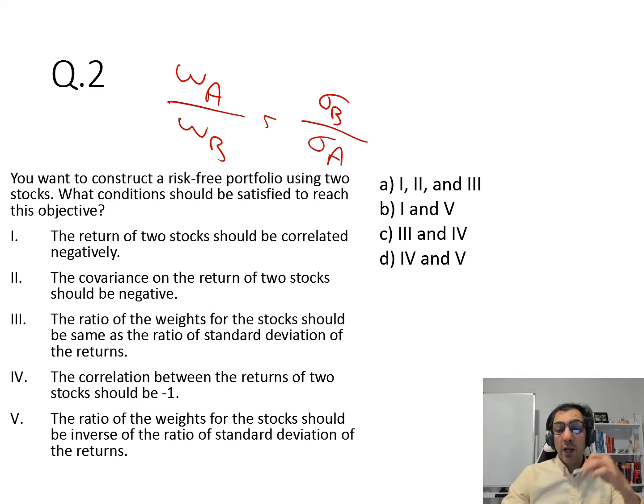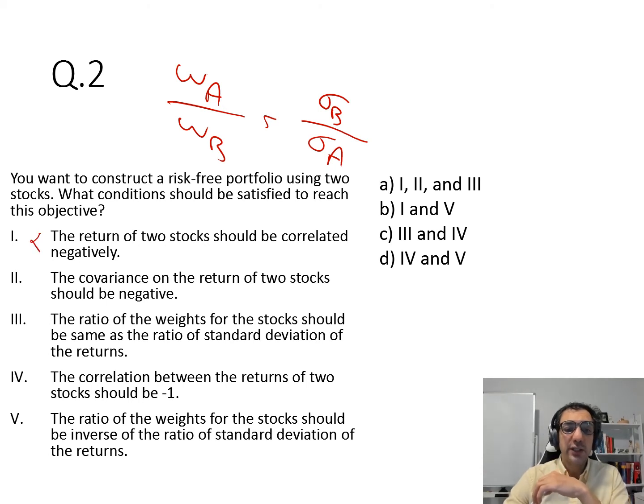So by finding the weights in this order, you can form a risk-free portfolio. So let's see which one is providing these two conditions. The return of two stocks should be correlated negatively. Yes, negatively, but it's not good enough. Not only negatively, but also it should be -1. So the statement 1 is not fully correct.